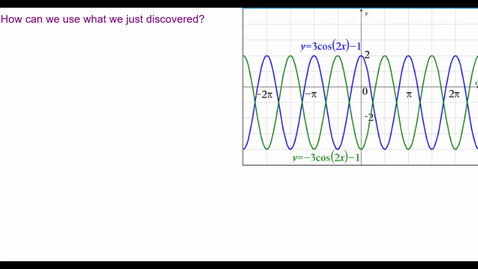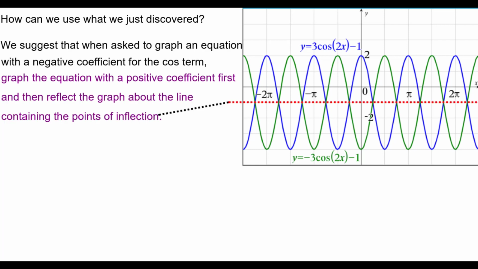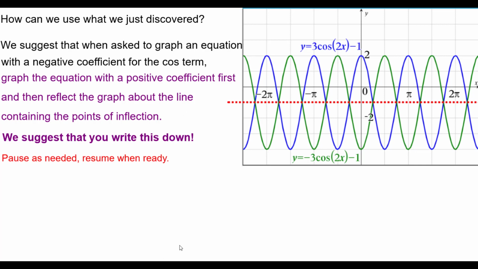So how can we use what we just discovered? We're going to make this suggestion. When asked to graph an equation with a negative coefficient for the cosine term, like negative 3 cosine of the quantity 2x minus 1, we suggest that you graph the equation with the positive coefficient first, as we did in blue here, and then reflect that blue graph about the line containing the points of inflection, and now you have the graph. We suggest that you write this down and pause to do that.